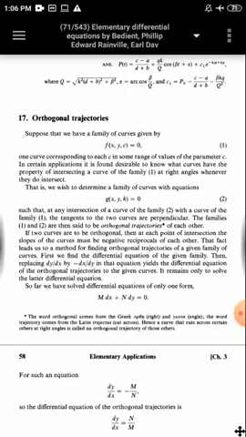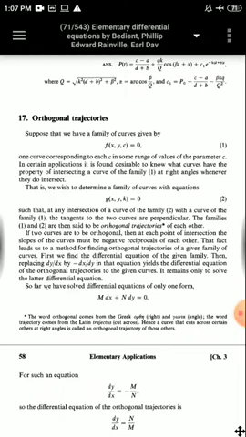The families 1 and 2 are then said to be orthogonal trajectories of each other. Okay, so this is the definition of orthogonal trajectory. If two curves are to be orthogonal, then at each point of intersection, the slopes of the curves must be negative reciprocals of each other.